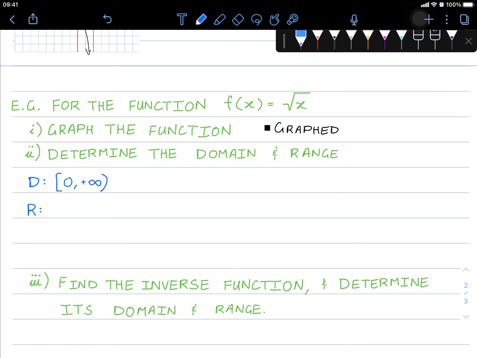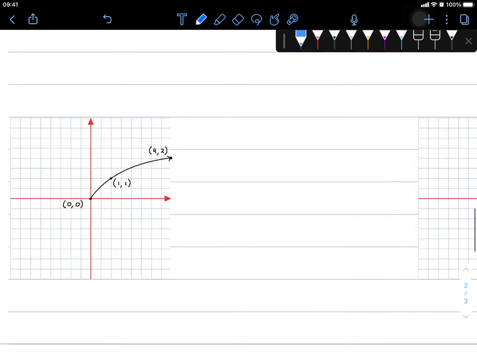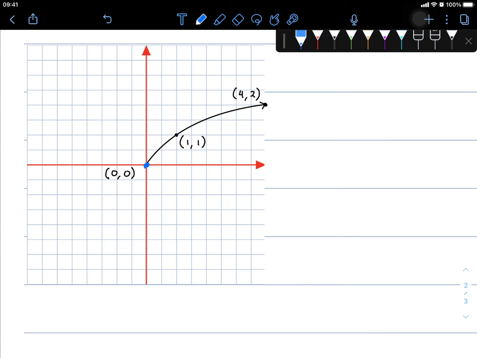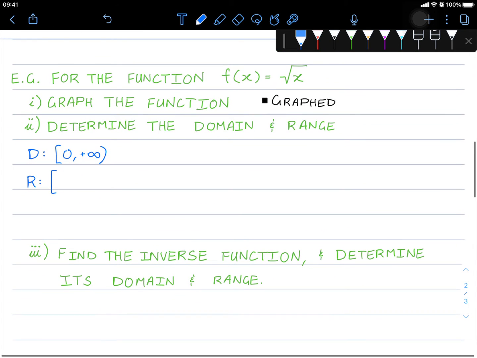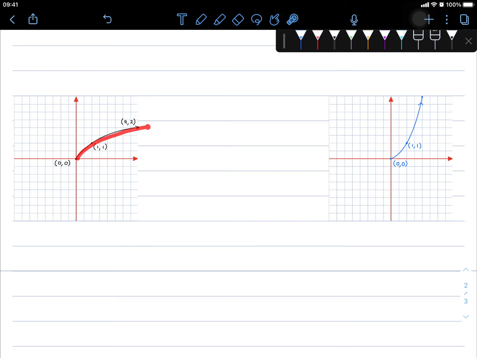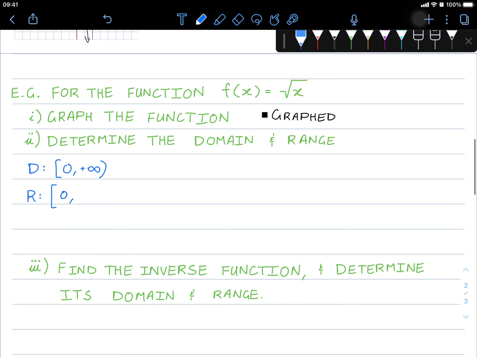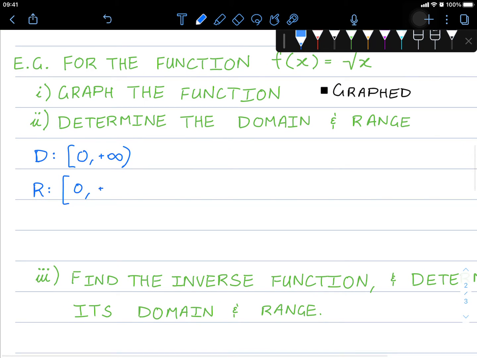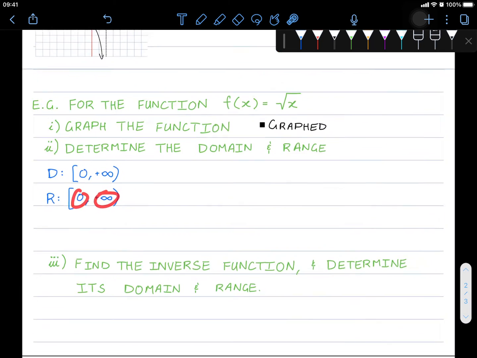As for its range, looking at the graph, its lowest point is at y equal to 0. You can also figure that out by just substituting 0 in. Square root of 0 is 0. And even though it looks like it's flattening out, it's just really, really shallow. If you put in infinity, you would still get square root of infinity. So the range of this is 0 to positive infinity.